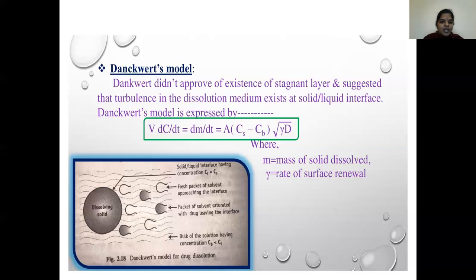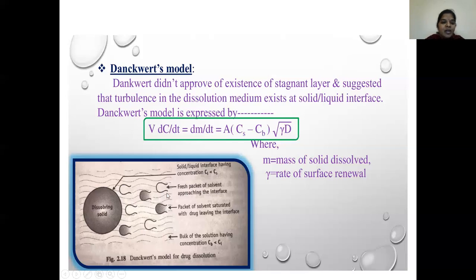In the Danckwerts model, see here in this picture, they clearly show the solid substance, and the layer surrounding the solid drug substance is the solid liquid interface. At that interface, the concentration is higher than the concentration in the solution, right? Then see some packet-like shapes in this picture. What are they? This is the fresh packet of solvent approaching the interface.